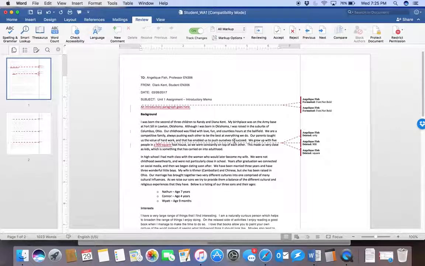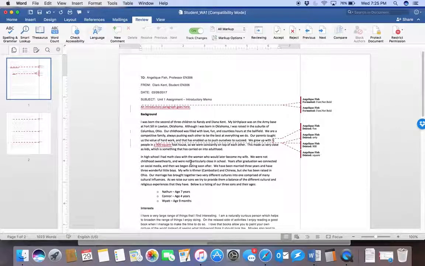Another thing is whenever you have numbers, 1 through 9 should be spelled out. 10 and up should be used in figures, like 900. But if you have one that's 1 through 9 mixed in with one that's 10 and up, then they're all going to be figures.